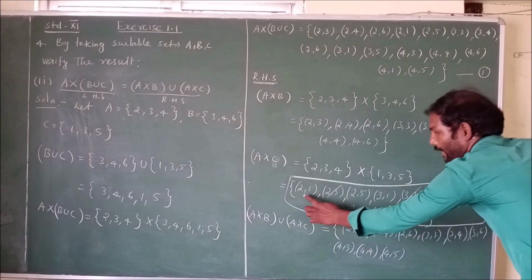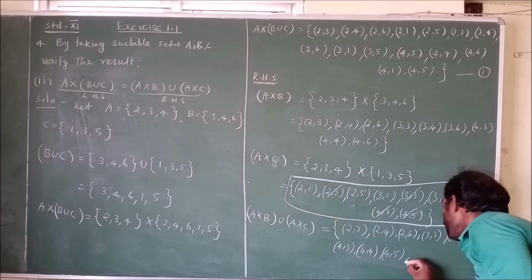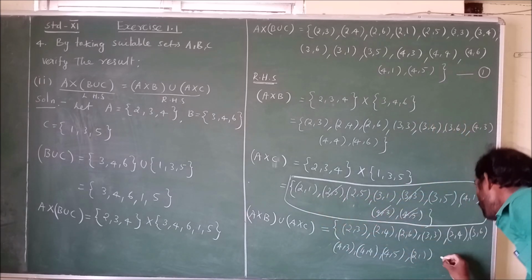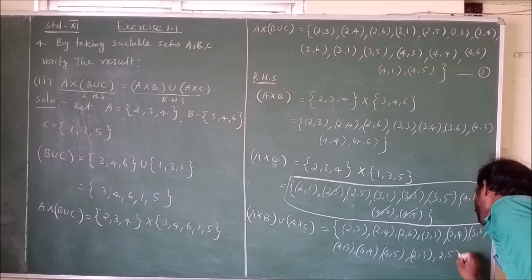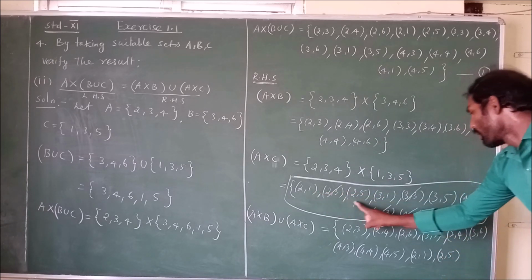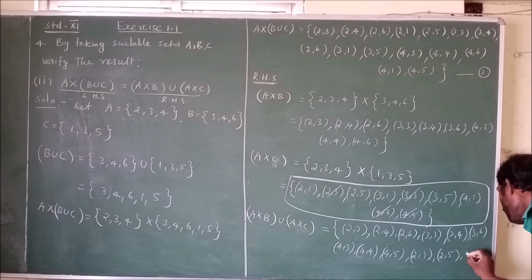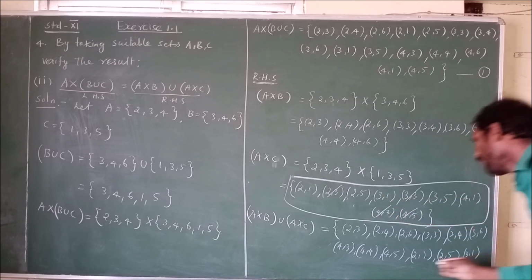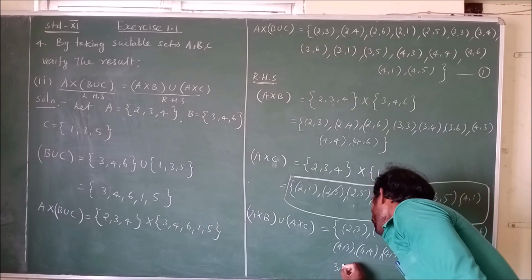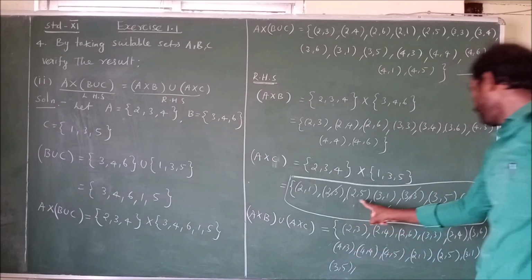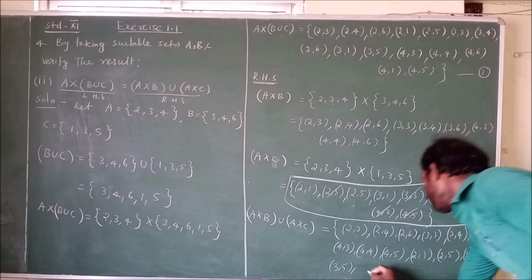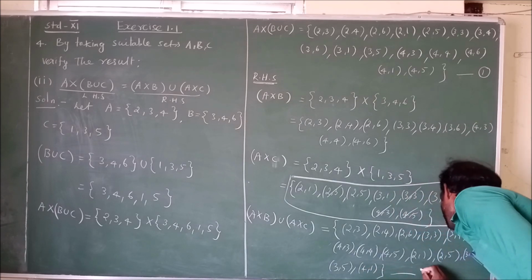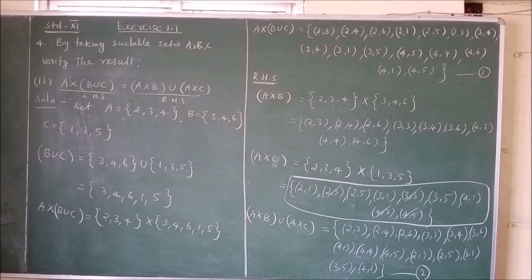The remaining entries of A cross C are 2 comma 1 and 2 comma 5, 3 comma 1, 3 comma 5, 4 comma 1. This one is equation number 2.